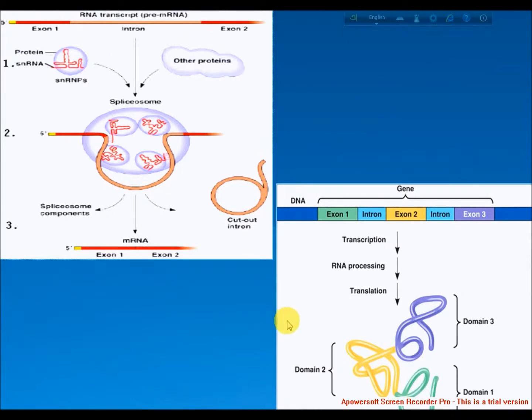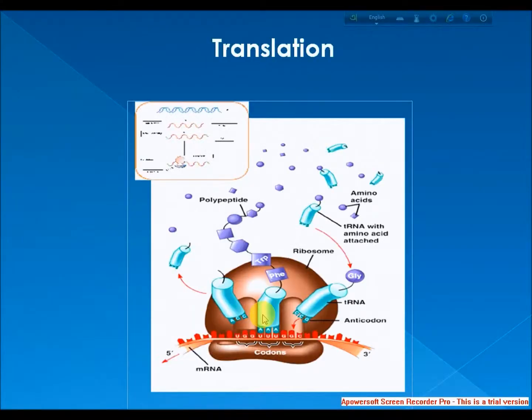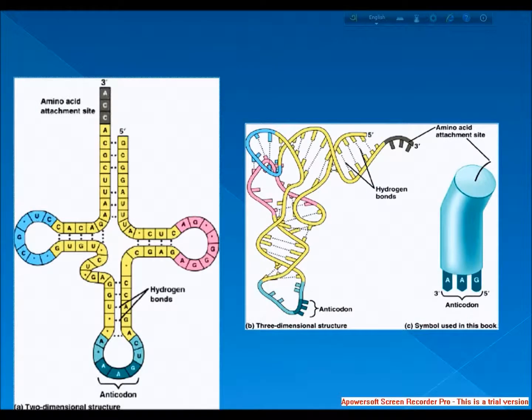Next, I am going to the translation process. Every transfer RNA, tRNA, has a specific sequence of nucleotides complementary to an mRNA codon, the anticodon. Opposite to the anticodon, there is an attachment site specific for each of the 20 amino acids.